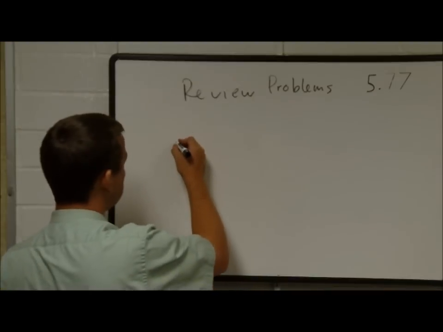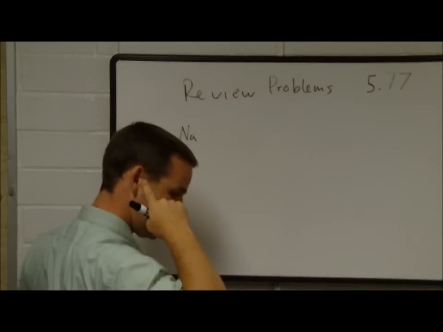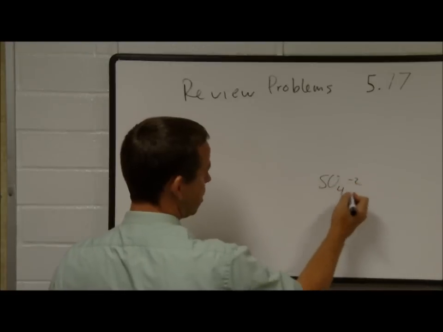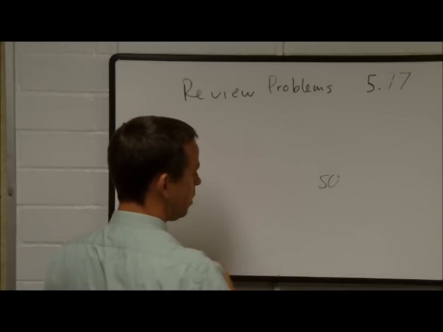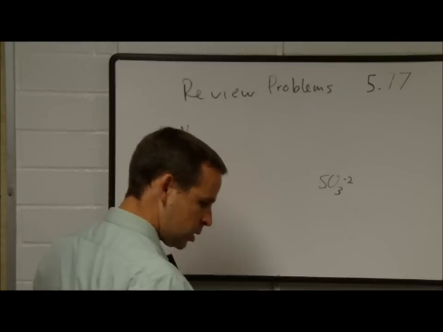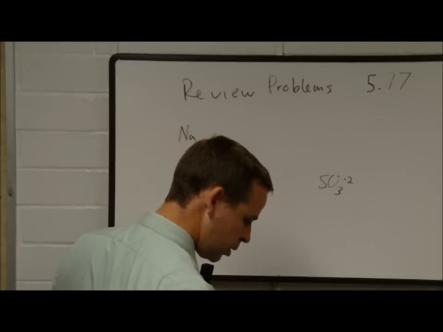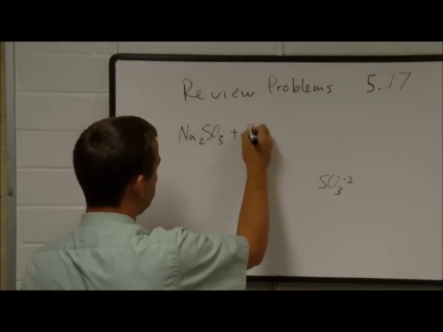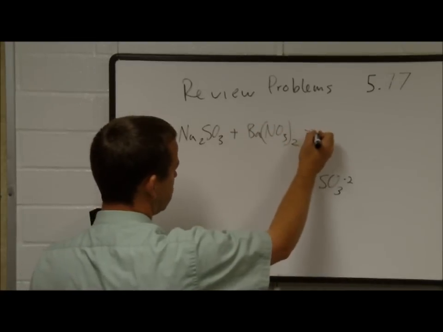So sodium sulfite. Na sulfite. So this isn't sulfate, this isn't sulfide. Sulfate, SO4, sulfide, S2 minus, right? So it's not sulfate, it's not sulfide, it's sulfite. SO3 2 minus. Okay? So we have SO3 2 minus, sodium and barium nitrate. Na2SO3 and barium nitrate. So barium is a plus 2 ion, so we have to have two nitrates.